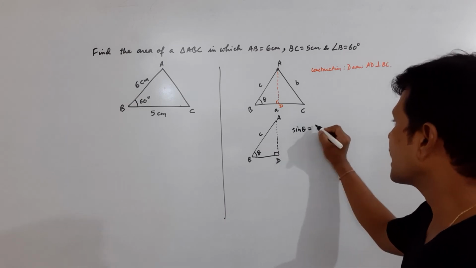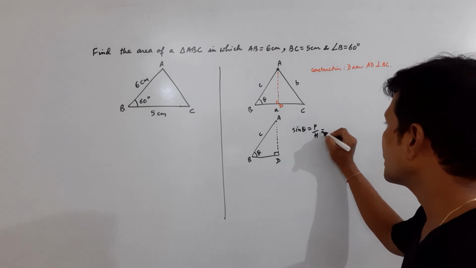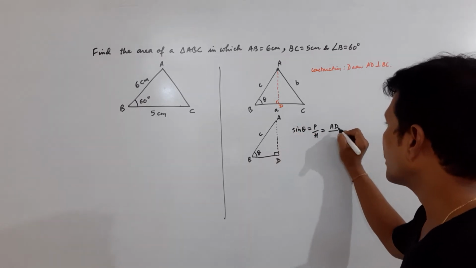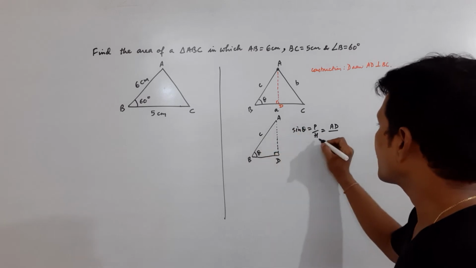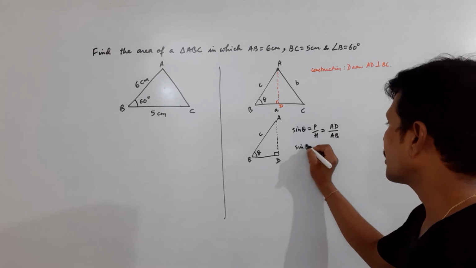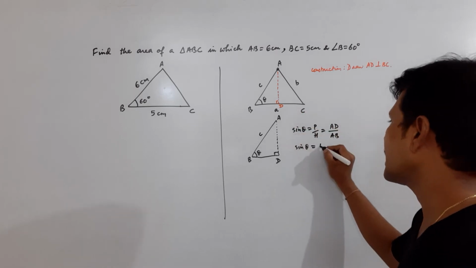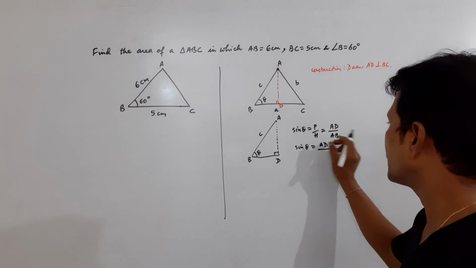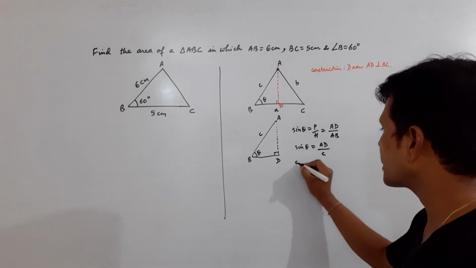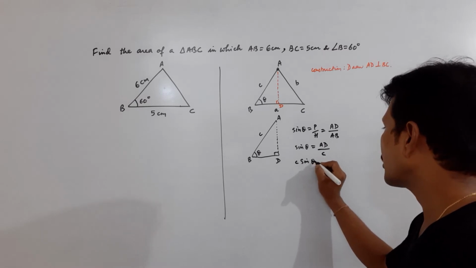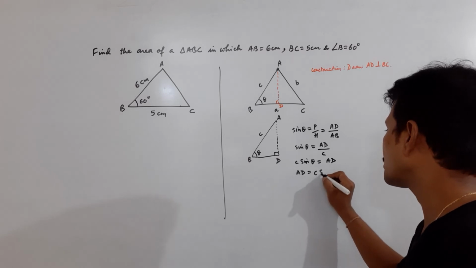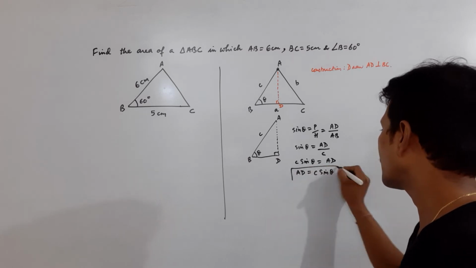Sine theta. Sine means perpendicular upon hypotenuse. Now over here, perpendicular is AD, and hypotenuse is AB. Now, sine theta equals AD upon AB, and AB is equal to c. Now see, I will cross multiply it. I will get c times sine of theta equal to AD. That means we got AD equal to c times sine theta.